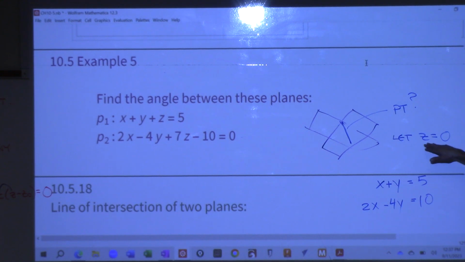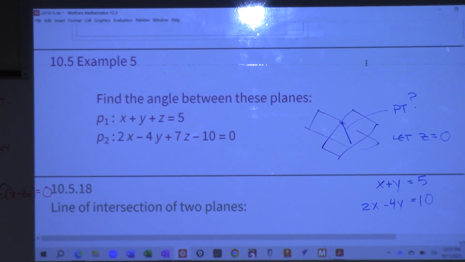See, I picked any value of z I wanted. I could have said, let z be 2, or let x be 1, let x be 0, let y be 5, let z be pi. I could have done anything I wanted. I chose z equals 0 because it kills z off, and now I reduce this here.